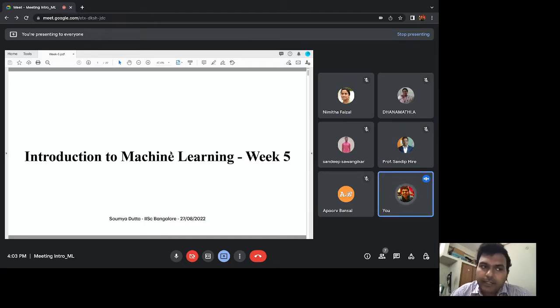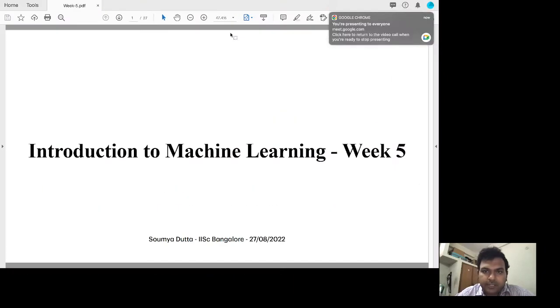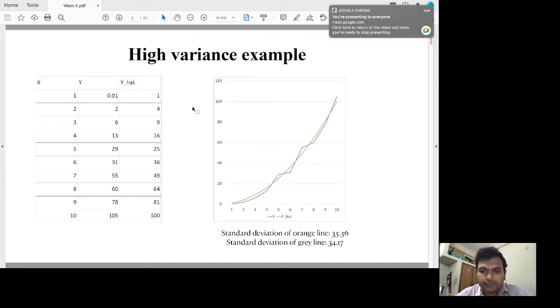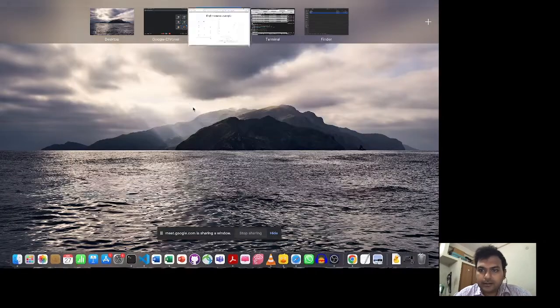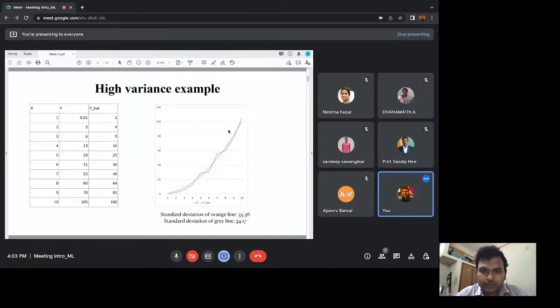Bias I had explained. Variance is like, I'll give you a diagram. Maybe I'll start the lecture itself. You can see my screen, right? I mean, the example that is there on the screen, you can see it, correct? Yes, I can see.